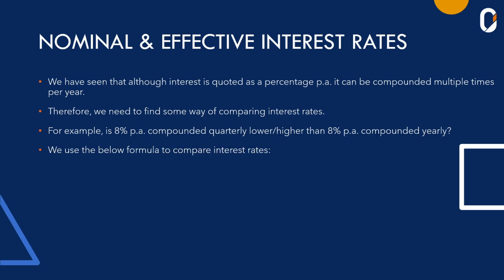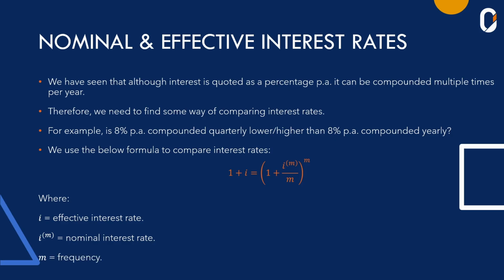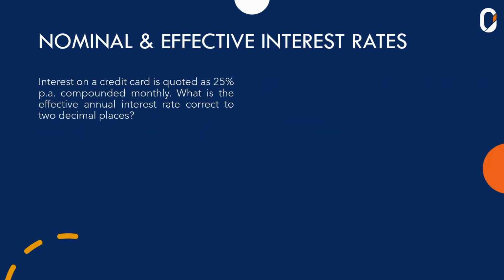We use the following formula to compare interest rates. 1 plus I is equals to 1 plus I to the power m divided by m, all to the power m, where I is the effective interest rate, I to the power m is the nominal interest rate, and finally m is the frequency of the compounds. Now let's take a look at an example to quickly explain this. Interest on a credit card is quoted as 25% per annum compounded monthly. What is the effective annual interest rate correct to 2 decimal places?